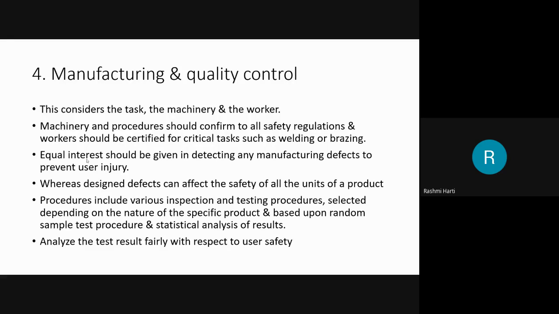Procedures include various inspections for understanding manufacturing defects. The first thing you have to do is inspection and testing procedures of that particular machine, selected depending on the nature of the specific product, based upon random sample testing. If you are purchasing any chemical or machinery, you have to inspect it properly and test it in a proper way, with testing procedures based on the specific product, random sample tests, and statistical analysis of the results.